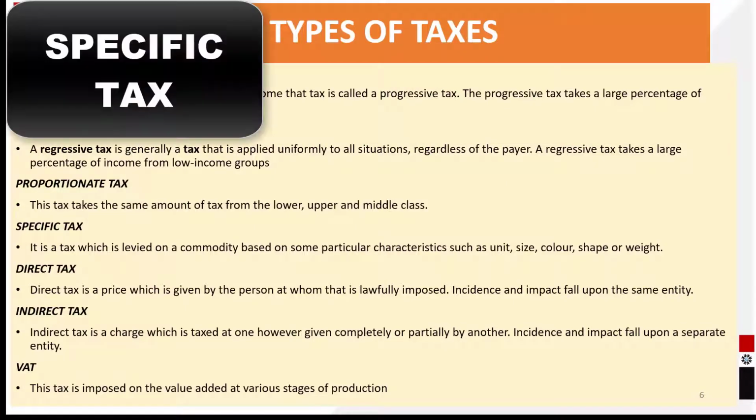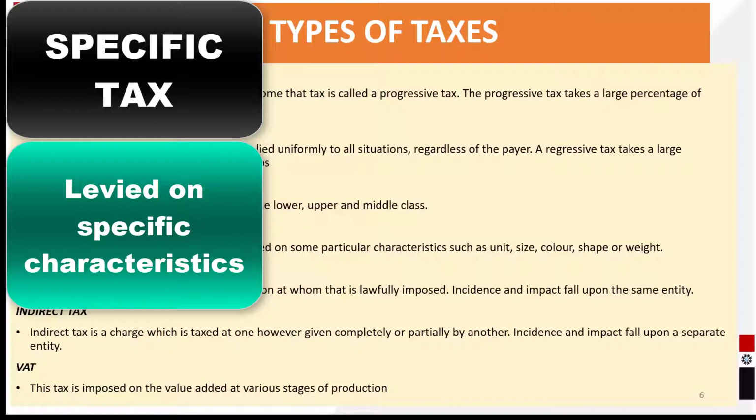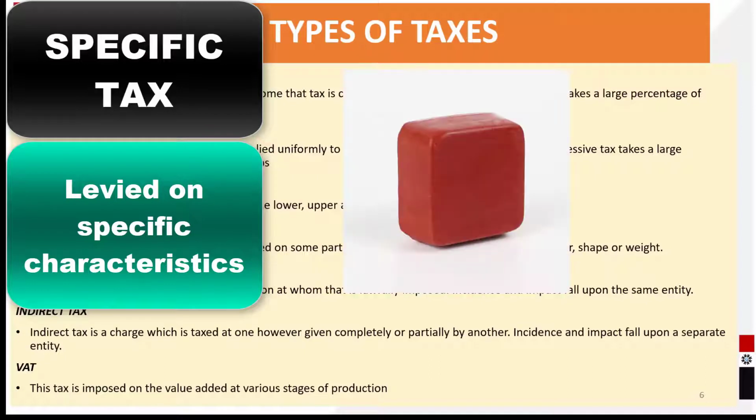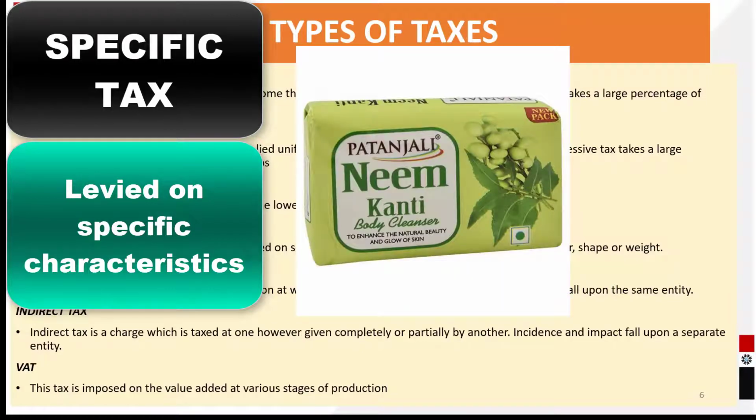Similarly, the next tax, that is specific tax, is also not practiced in India. Now what is specific tax? It is a tax which is levied on a particular characteristic of a commodity. If the tax is levied on the basis of a certain characteristic, a certain feature, that tax is called specific tax. Let us take an example: if the government says that if you are manufacturing soap and the soap is red in color, then you have to pay 5% of tax. But if the soap manufactured by you is green in color, then you have to pay 10% of tax. So this tax is levied on a particular characteristic of the commodity.